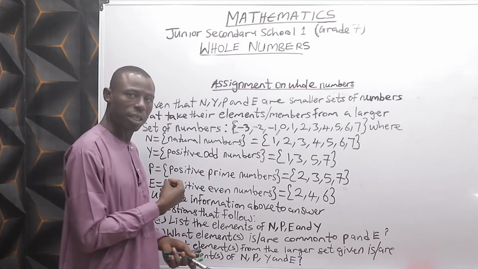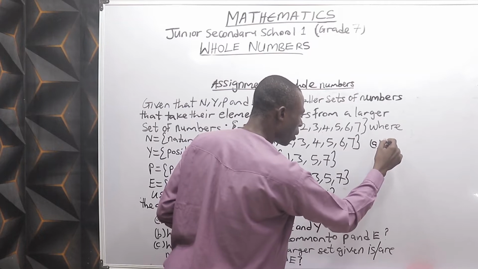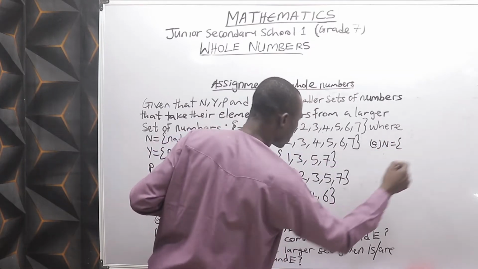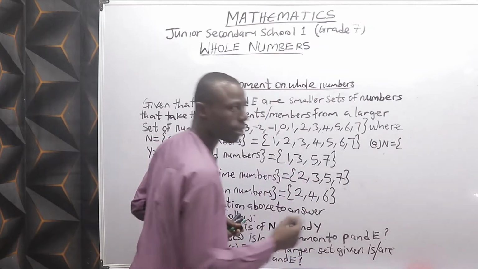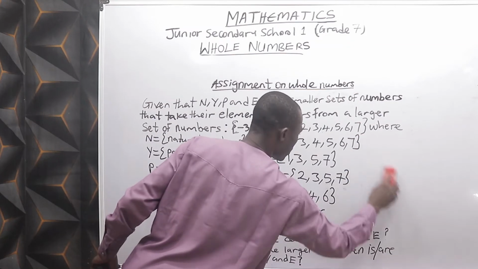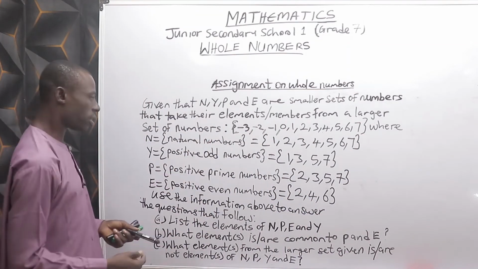Assuming you are answering this in the exam, I will rub this off. You write A. You now list N is this, Y this, P that, E that. But since I'm just listing the elements in front of them here to save space, you understand.